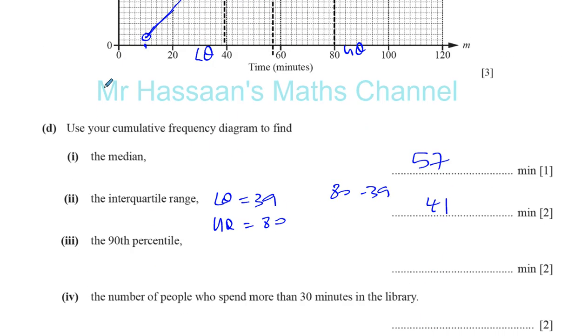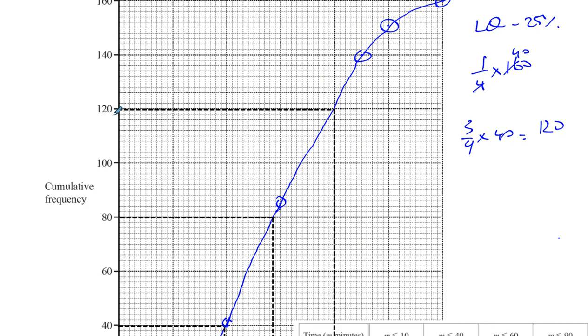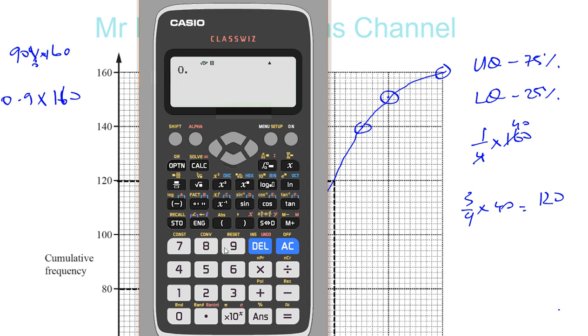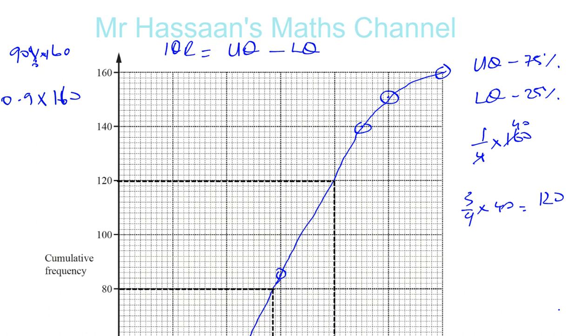Now, the 90th percentile means where you have 90% of the data below that value. So for the 90th percentile, you say 90% of 160. So it's 0.9 times 160. If you just work out what that is, 0.9 times 160 gives you 144. So we've got to go to 144.